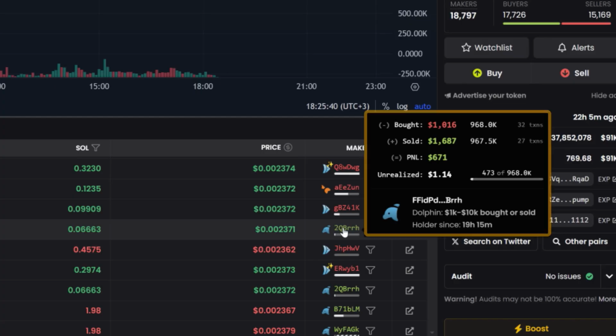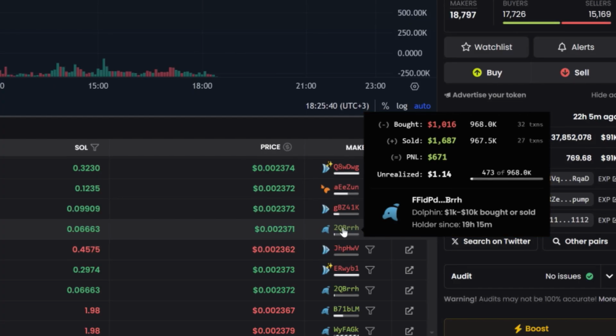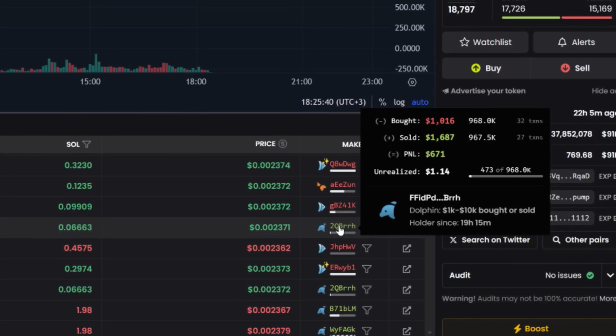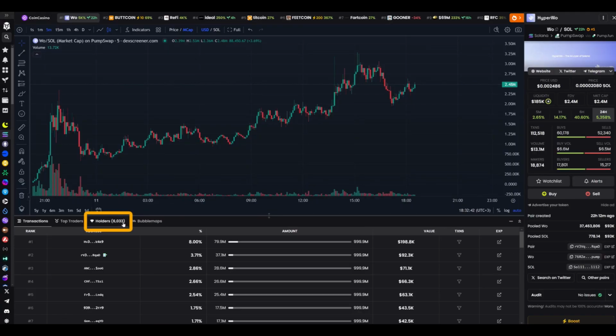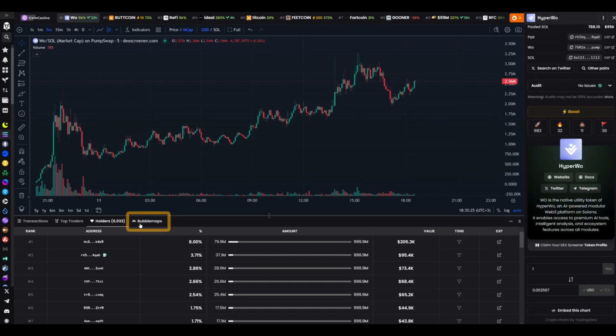I click on the wallet, and a window appears on the right with how much it has bought, how much it has sold, and what balance remains. This helps understand who is trading and how. The next tab, Holders. It shows how many users own the token. If there are several thousand holders, that's a good sign. However, if nearly the entire supply is concentrated in one wallet, I get cautious. That's too risky. The third tab is the bubble map.